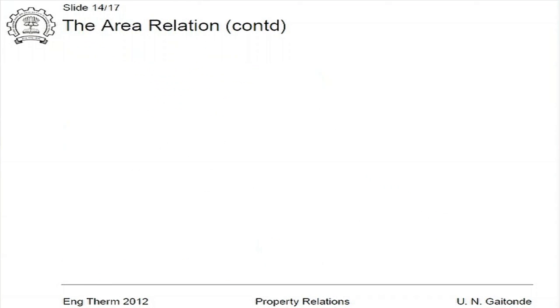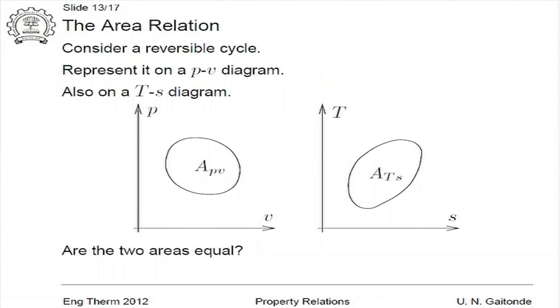Now I will reveal that the answer is yes, the areas are equal. And why are they equal? Because we have a reversible cycle, so the area under a curve on the TS diagram represents heat transfer, and the area under the corresponding curve on the PV diagram represents the PdV work done. And hence for a reversible cycle, the heat transfer will be equal to the work done, and hence the two areas are equal.